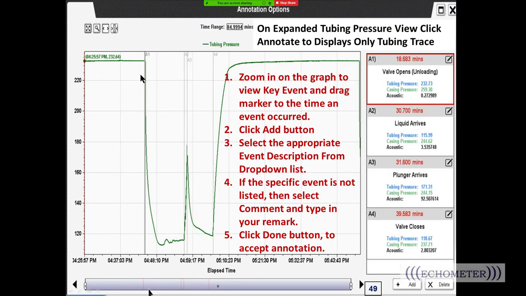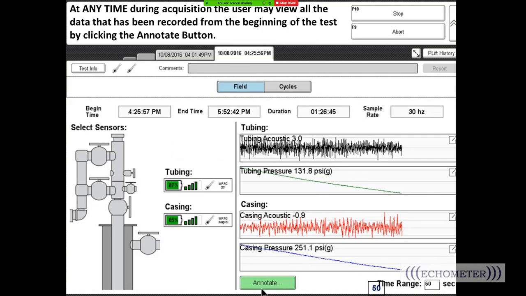We click on the annotate button, we click on a point that we see, and if something happened at the well, we say the valve opened, or liquid arrived, or plunger arrived, valve closes, and each of these events is marked here. These are default events that occurred. You can also add a comment about something that's not a typical event, and those annotations can then be displayed on the trace or in the reports. So any time you want, you can look at the annotate data and see what's going on with the well.